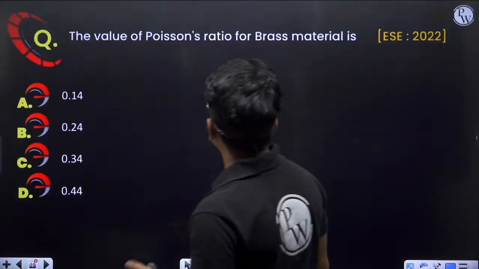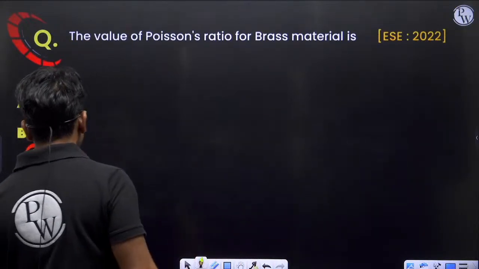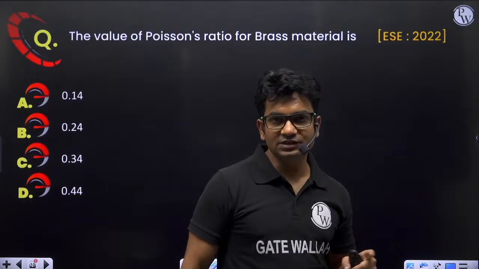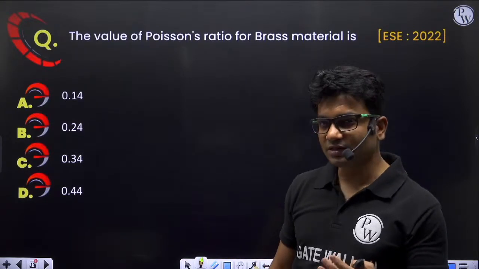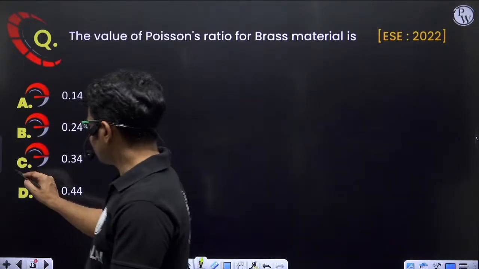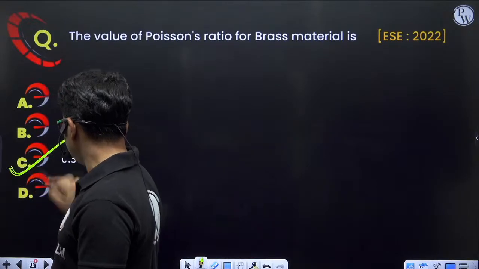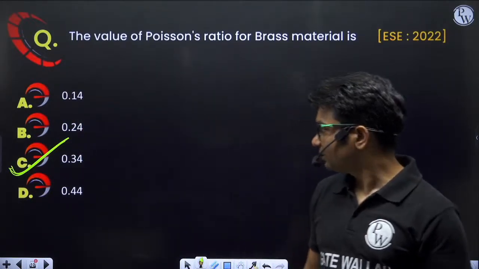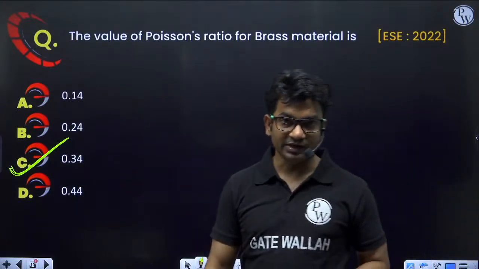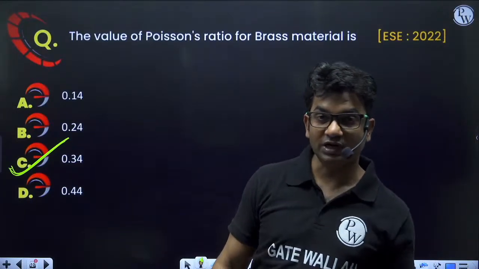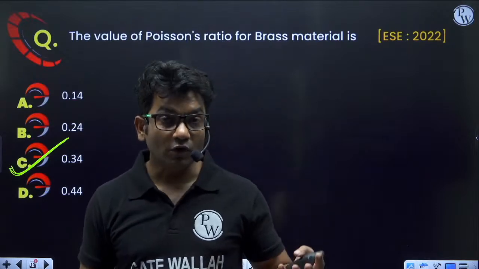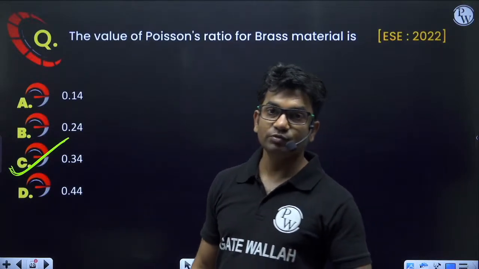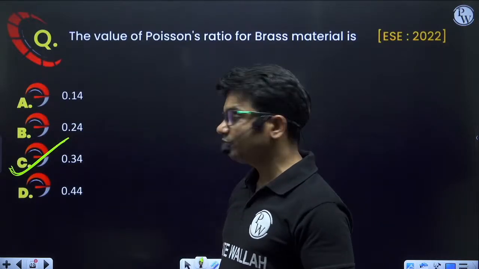The value of Poisson's ratio for brass material. Okay, so for brass material, it ranges from 0.31 to 0.34, something like that. So the correct answer will be option C, 0.34. So for the examination, you have to remember the Poisson's ratio for various materials, for aluminium, for steel, for cast iron, for rubber, for cork. For all these materials, you must remember the value of Poisson's ratio.